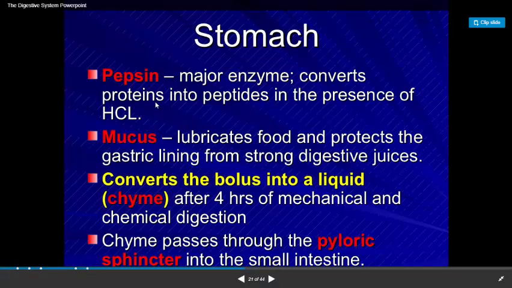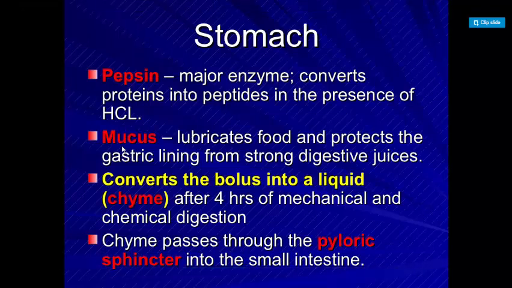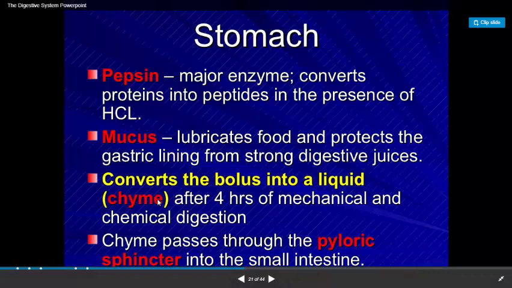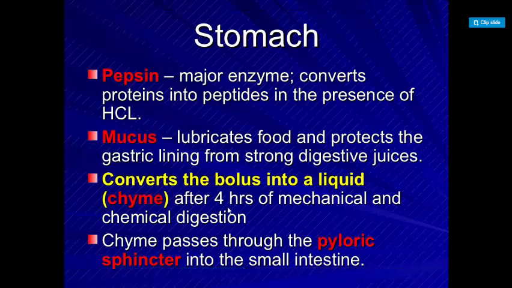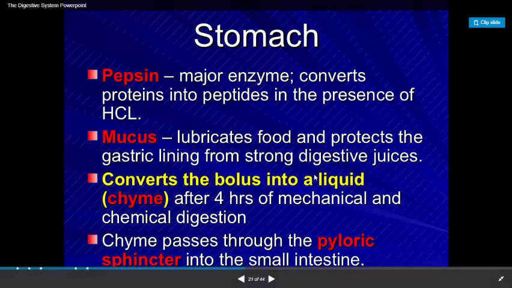What do we have in the stomach? Pepsin. Pepsin is responsible for breaking down protein in the presence of hydrochloric acid, which is the acid present in your stomach. You have mucus. Mucus helps make your food more moist and softer so it can pass to your intestine. And then, because of the strong actions of the stomach, it's going to convert the bolus of food, which was a soft ball, into a liquid that we call chyme. How long does your food stay in your stomach? It stays for 4 hours, of mechanical and chemical digestion, until it is pushed down into your small intestine.